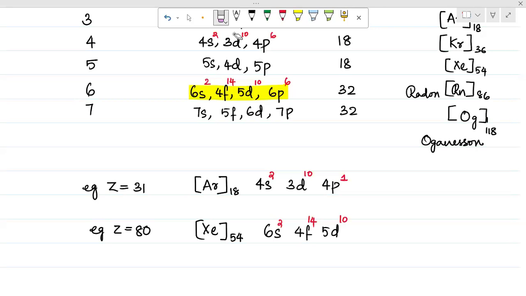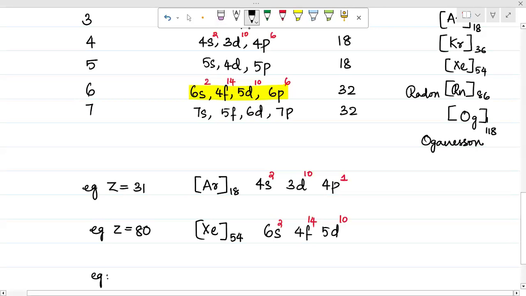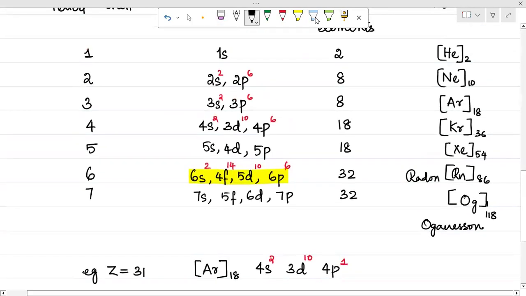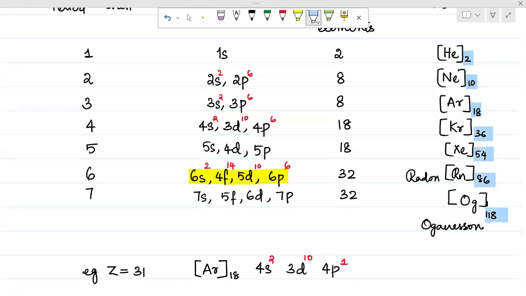Okay, it's easy. Let's say you have Z is equal to 45. So the moment you hear 45, it should come to your mind that there is a noble gas which ends at 36 and that is krypton, and that belongs to the fourth period. This much should come to your mind. So you should learn these: helium 2, neon 10, argon 18, krypton 36, xenon 54, radon 86, oganesson 118.